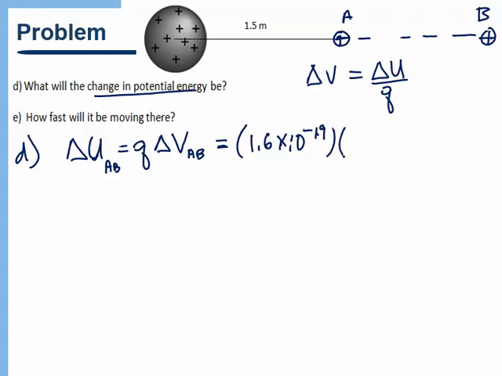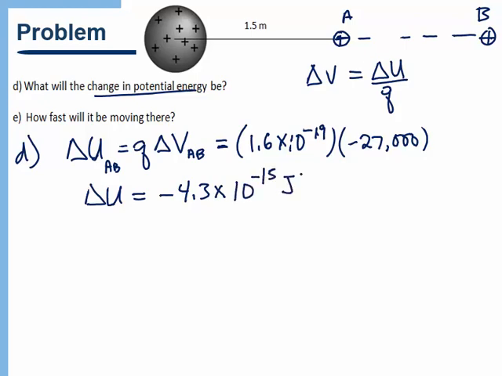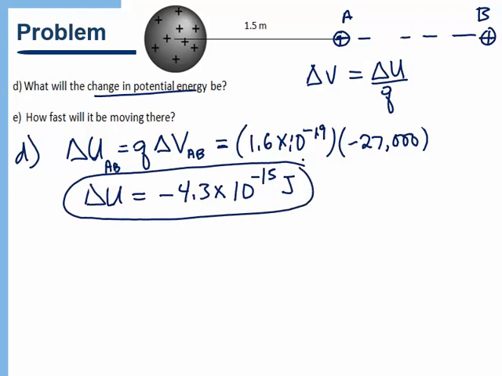And I've got my voltage difference of negative 27,000 volts. And what I get is that delta U is equal to negative 4.3 times 10 to the negative 15th joules. Now, ultimately, what I want to know in this problem is how fast would our proton be going as it gets very, very far away from our 4.5 microcoulomb charge.